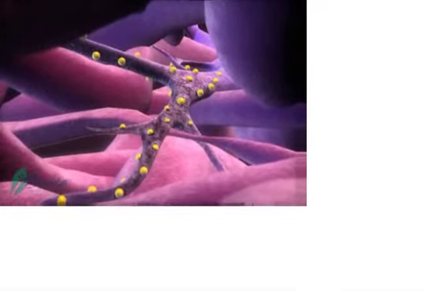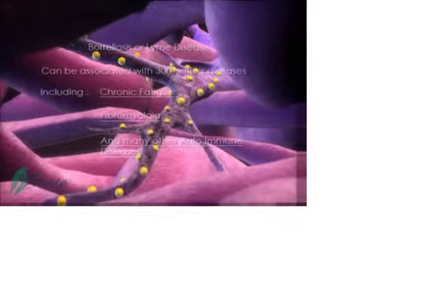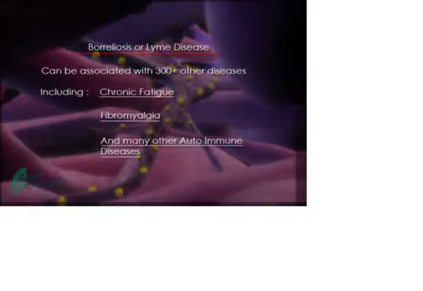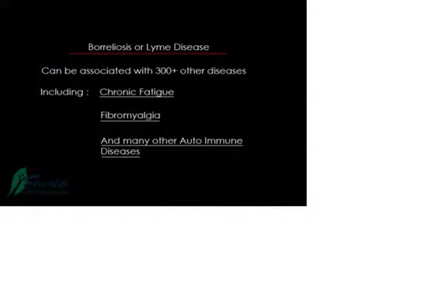The problem remains. The number of cases of Lyme disease reported to the CDC do not represent the total number of cases that exist. Lyme disease, its co-infections, and secondary infections may represent more than 300 different medical conditions, such as chronic fatigue, fibromyalgia, and other autoimmune diseases.